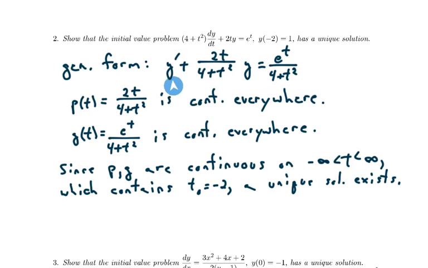And so now we look at p and g separately. And so p, which is 2t over 4 plus t squared, is continuous everywhere for all t. You're not including imaginary numbers, so that's fine. We're just considering real. And g of t has the same lack of restriction, so it's continuous everywhere also. So since they're continuous for the full real line, for t from negative infinity to infinity, which contains the value of -2, our initial time point, that implies that a unique solution exists.